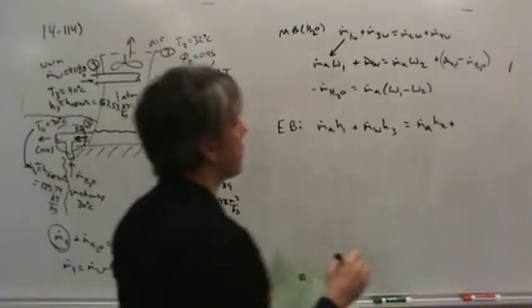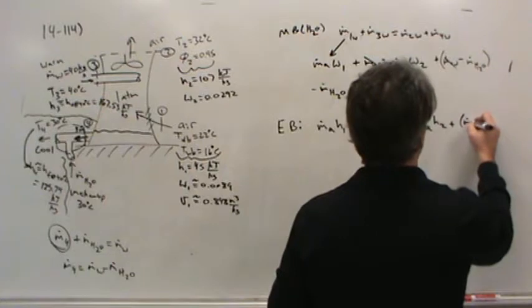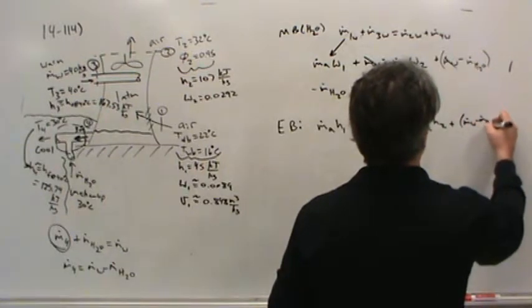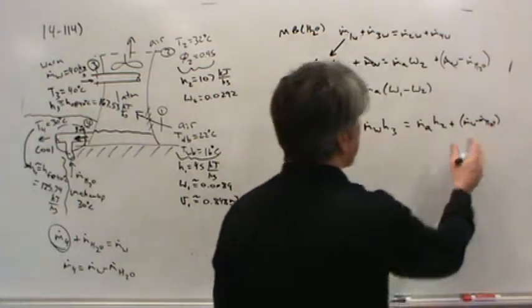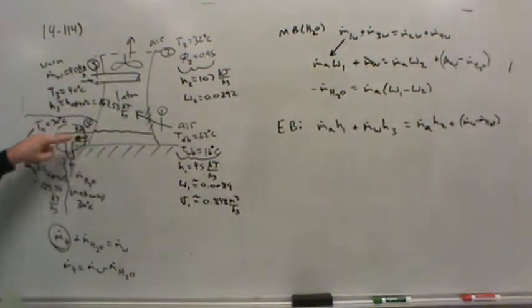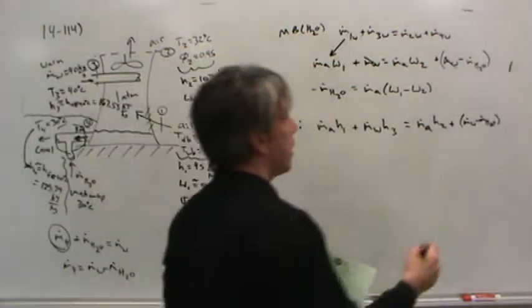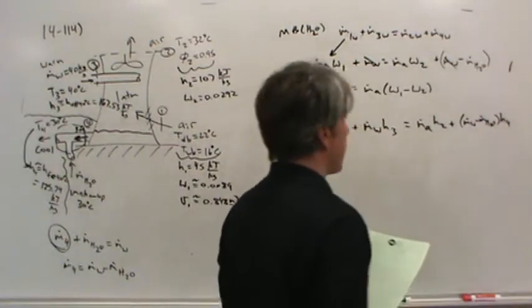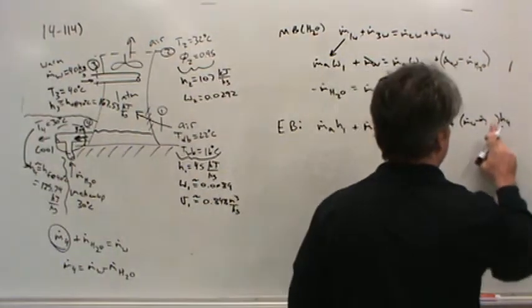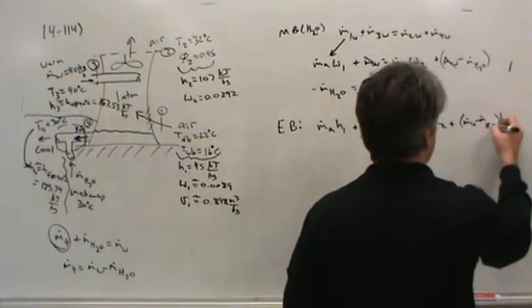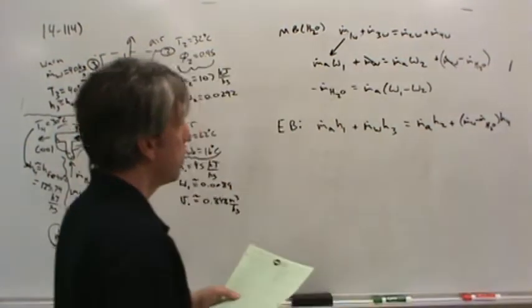Okay, so I'm going to put that in directly: mass flow rate of the water minus the mass flow rate of the makeup water. So that represents the flow rate coming out in state 4 times the enthalpy in state 4. That's just H2O, it's the makeup water mass flow rate. Okay?